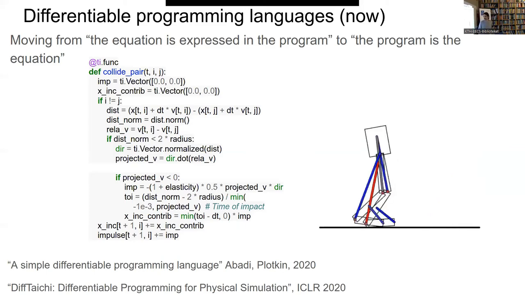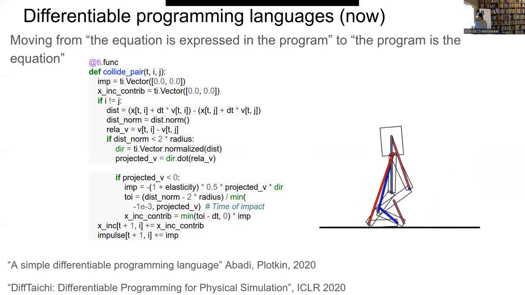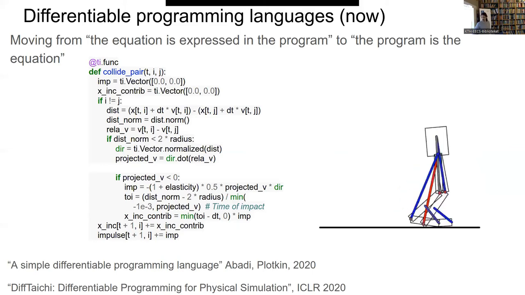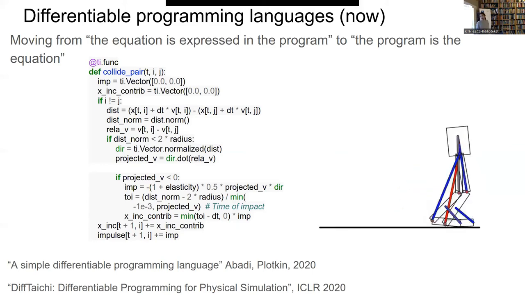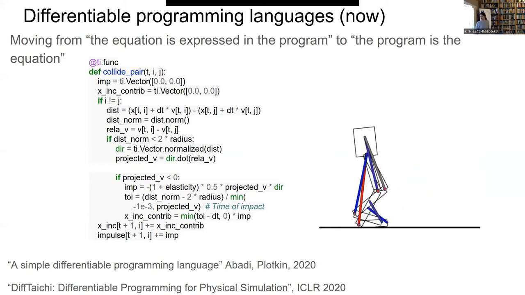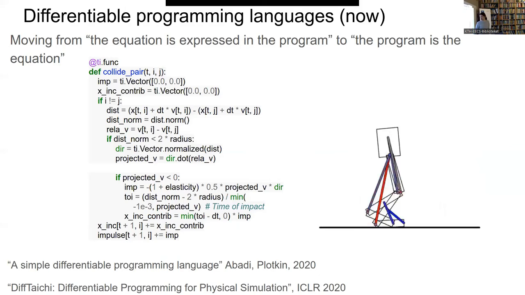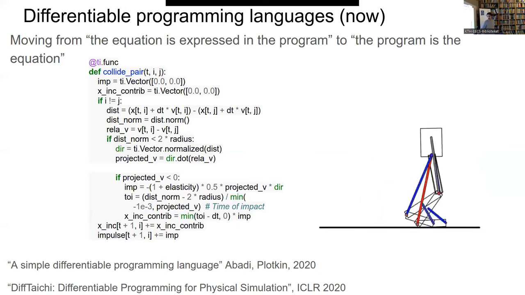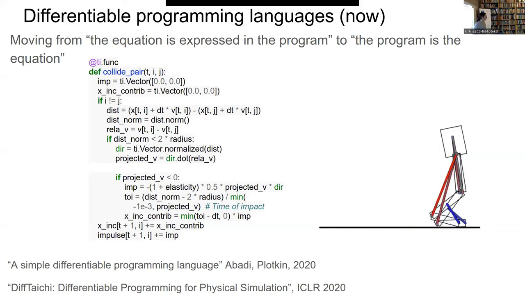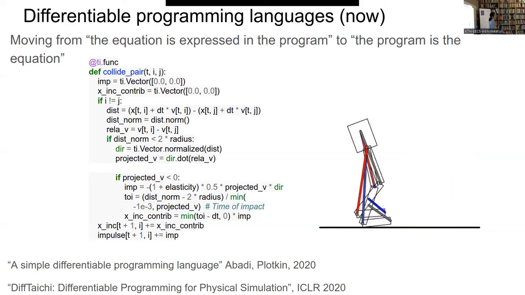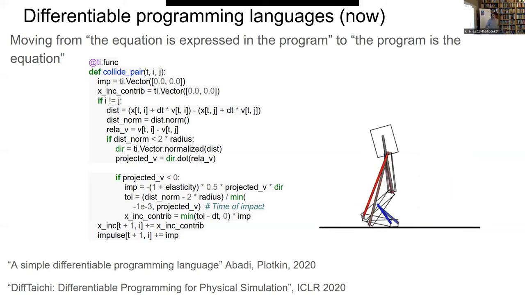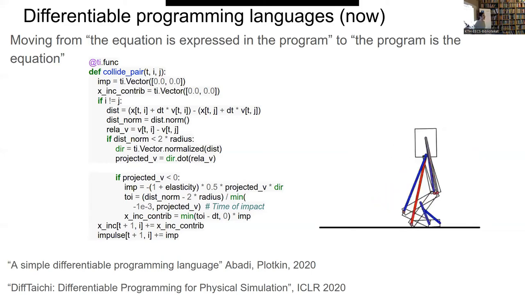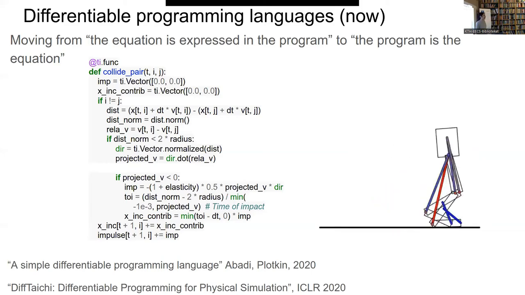So here are two key references if you want to read one paper on arXiv by very famous authors, Abadi and Plotkin, about a simple differentiable programming language. And something more operationalized, published at ICLR, a differentiable programming for physical simulation. So it's a paper proposing the whole thing. And the code here is taken from the replication package of this ICLR paper.